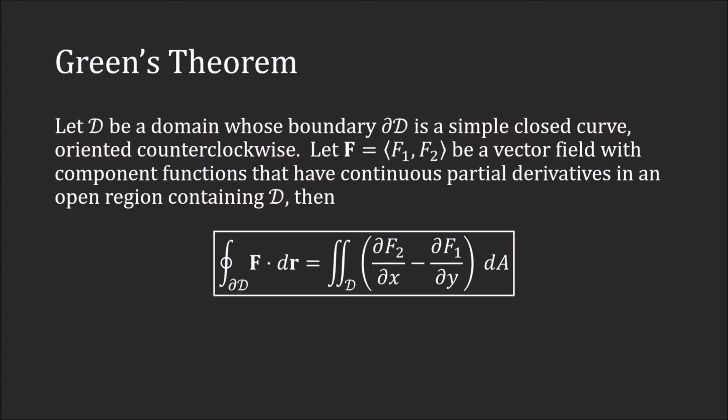What this theorem is doing is it's allowing us to convert a circulation, a closed path integral, into a double integral.